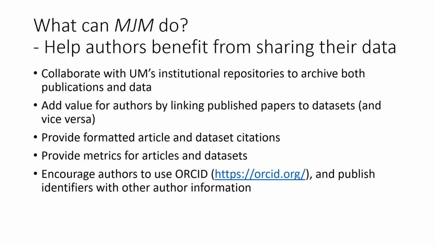Another thing that I feel really strongly about is thinking of some policies or some workflows that you can use to help authors benefit from publishing with you and from sharing their data. So we talked about one way earlier, which is to collaborate with both of our institutional repositories. So Deep Blue for the human readable stuff and Deep Blue Data for the machine readable stuff for the data. And if you can get people to deposit their data into Deep Blue Data, you can add value by linking the published papers to the data sets and vice versa. So that if I'm in Deep Blue Data and searching and I see this great data set, I would actually have one-click access over to the paper in MJM, and I could read that there.